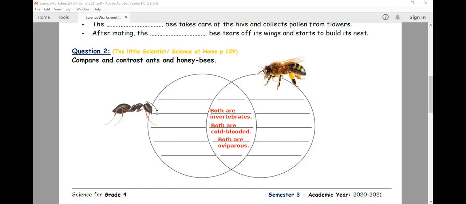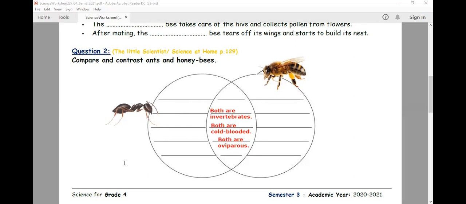The bee can fly, but the ant cannot fly. Guys, the drone ant can fly. The drone ant has wings. Don't forget this. The queen ant has wings. So you're not saying the right thing.